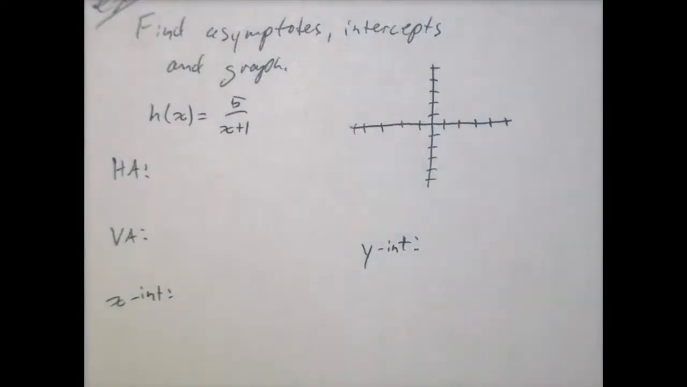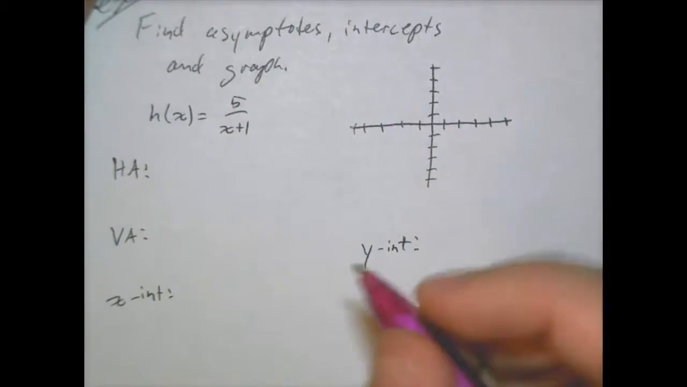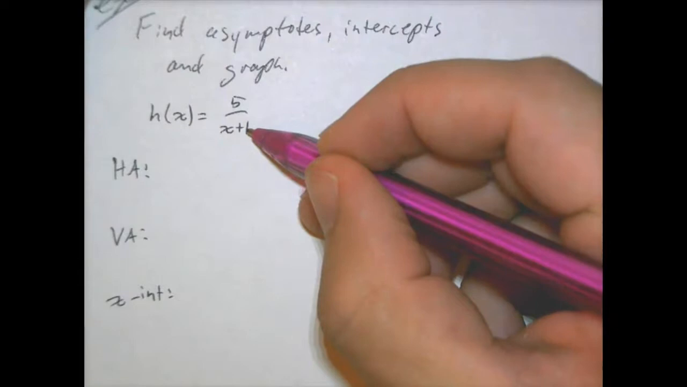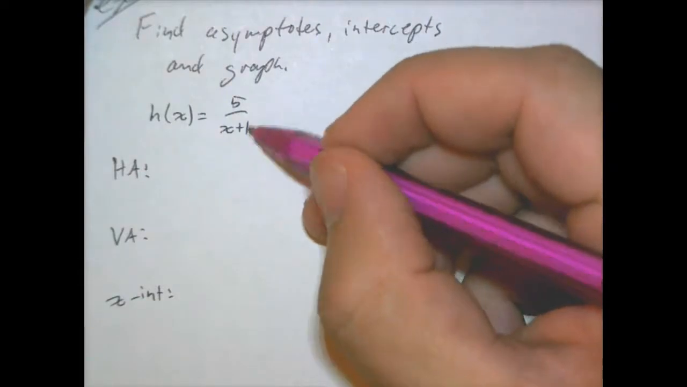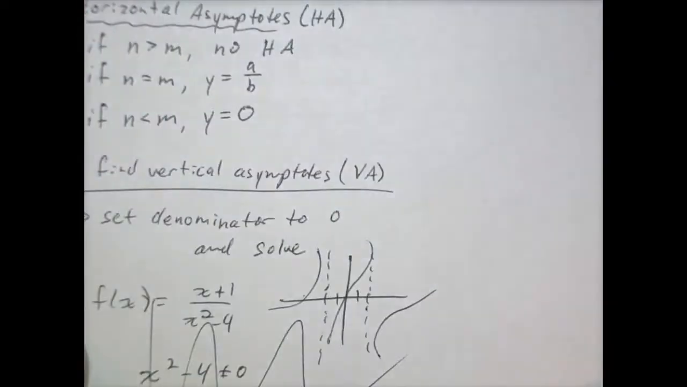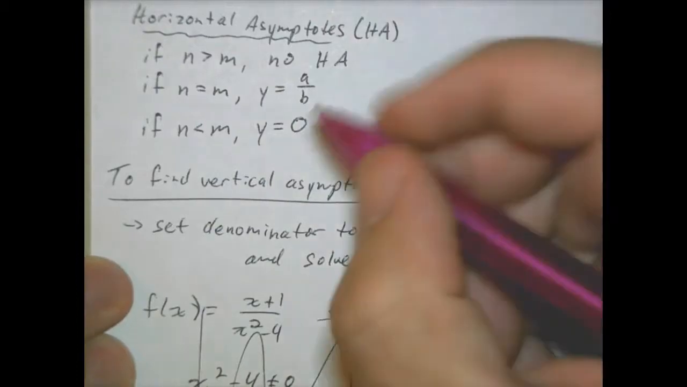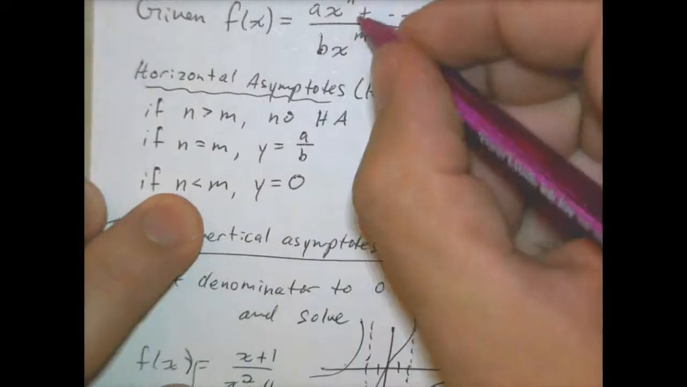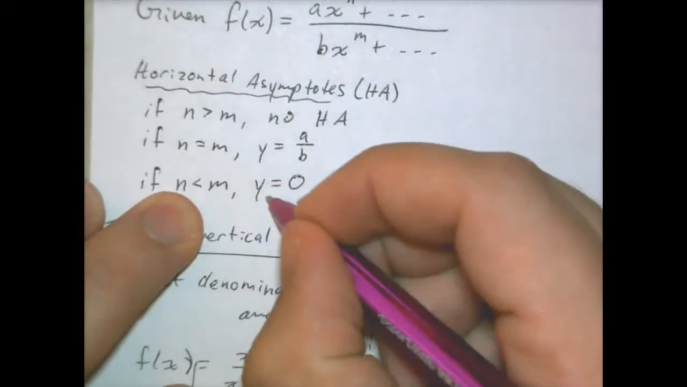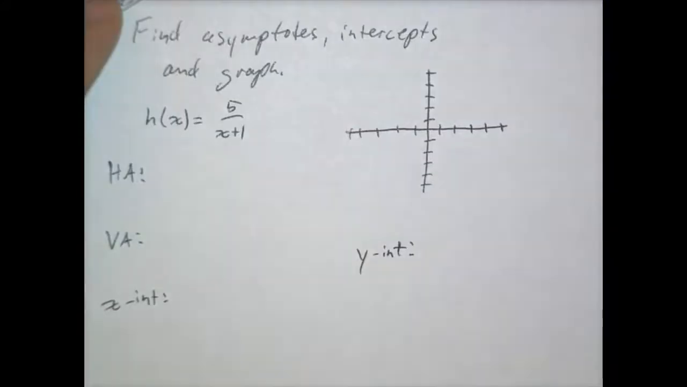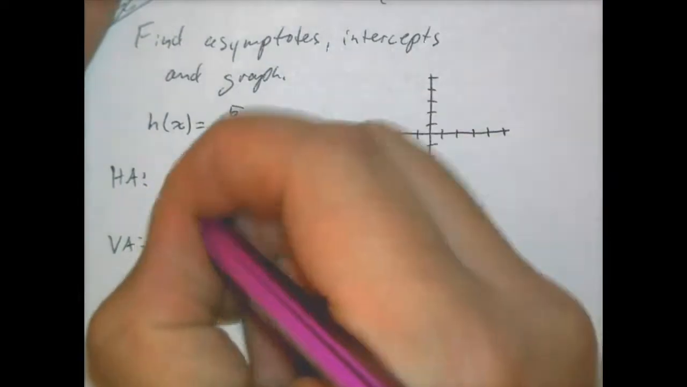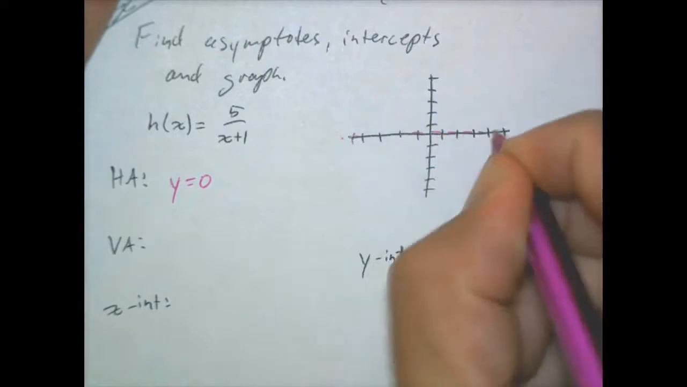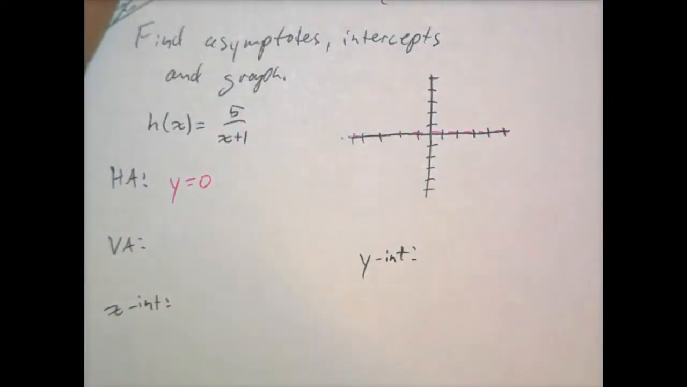If I'm looking for the horizontal asymptote, again, I remember my rules. I look at the exponent on the numerator. There isn't one. The one on the denominator is to the first power, so the one on the numerator is smaller than the one on the denominator. If you look at your notes, you can read your notes. If the degree on top is lower than the degree on bottom, y equals 0 is our horizontal asymptote. So yay, y equals 0 is our horizontal asymptote. At 0, I'm just going to draw a dotted line that I can never touch.